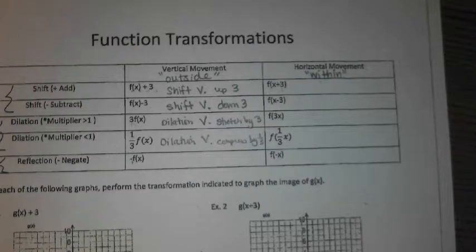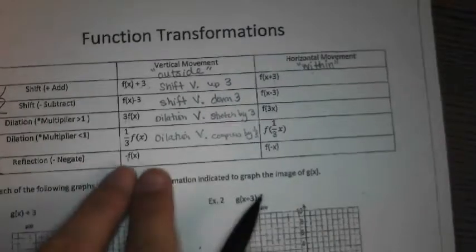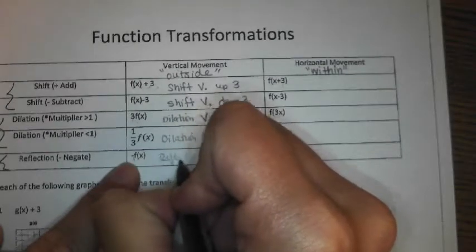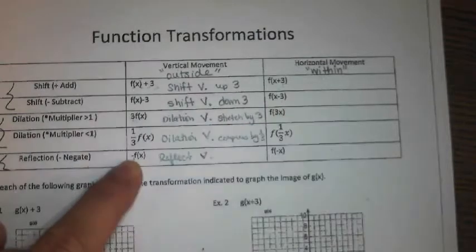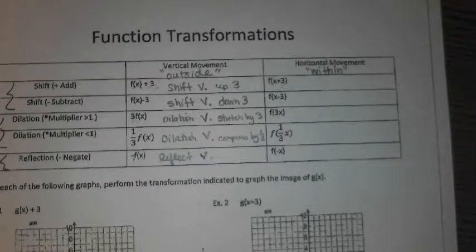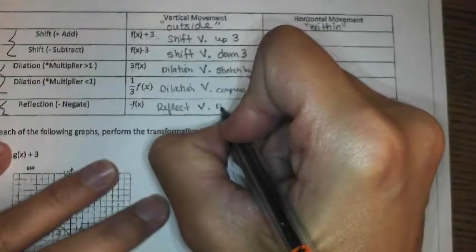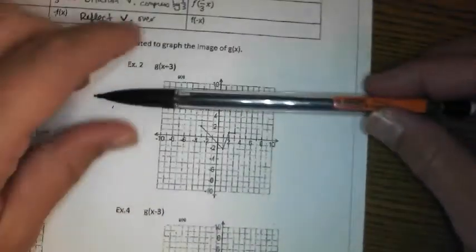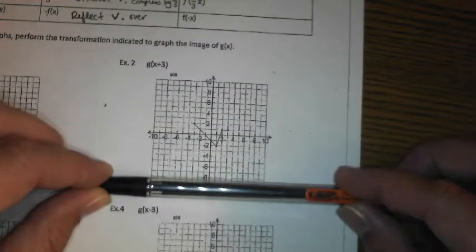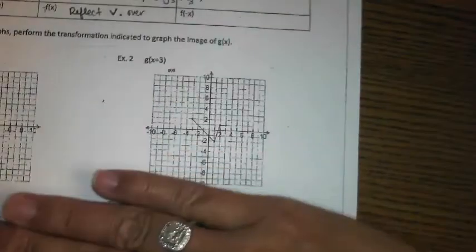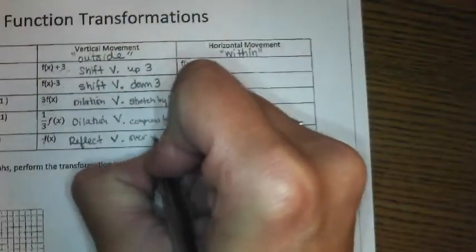And lastly, anytime you see something negated, that's a reflection. So there's a negative. It's out in front of the function, so it's vertical. And you can be more specific here and say over what axis. So if you reflect something vertically, let's look at this pencil. If I reflect it vertically, which axis did I just jump over? Going from here to here, you jump over the x-axis.